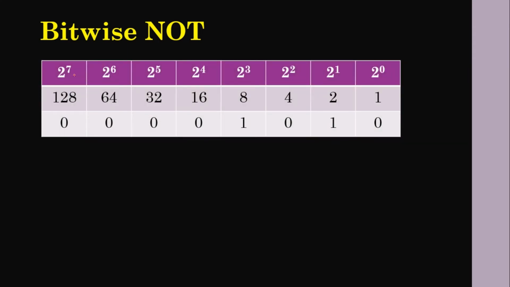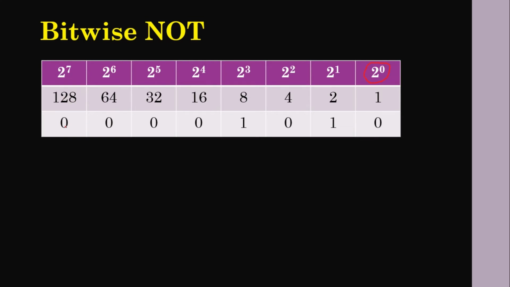Generally, binary numbers are represented with base 2. The LSB is represented by 2 raised to 0, and then we have the other digits. I have represented an 8-bit binary number over here, and therefore it goes up to 2 raised to 7. If I write the decimal values of these positions, 2 raised to 0 means 1, then we have 2, 4, 8, 16, 32, 64 and 128.